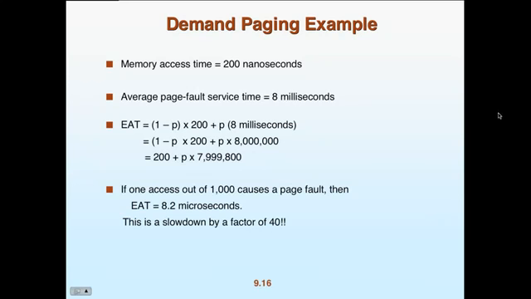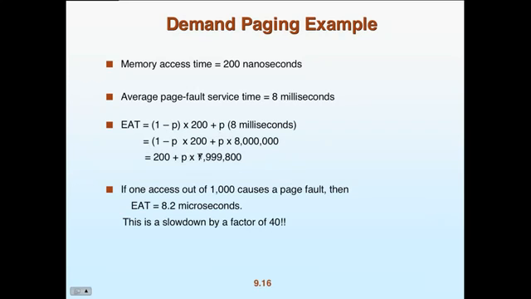So here's a demand paging example where the memory access time is equal to 200 nanoseconds. The average page fault service time is, let's say, equal to 8 milliseconds, because each one of those page faults that occurs has what's called a service time associated with it. The service time is how long it takes to fix the page fault: put the piece of memory from the backing store back into the memory so we can use it. So the EAT is going to be equal to (1 minus P) times 200 plus P times the service time.